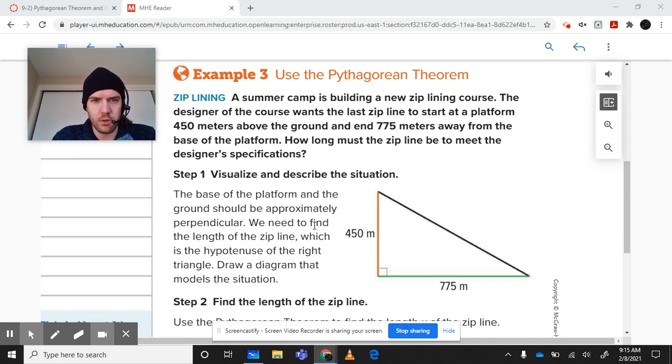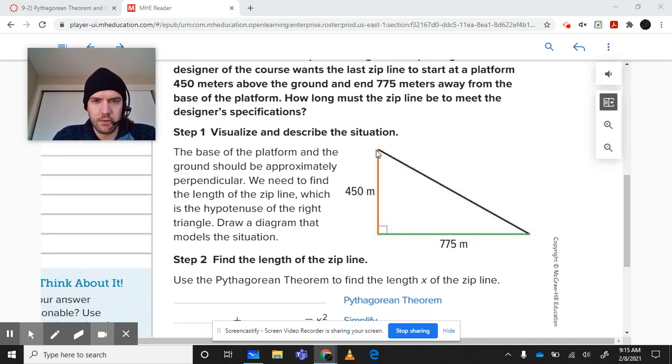So visualizing and describing it, we're saying that this is kind of the triangle we'd be building. Okay, the base of the platform and the ground should be approximately perpendicular. We don't want the platform to be at some weird angle. We need to find the length of the zip line, which is the hypotenuse of this right triangle.